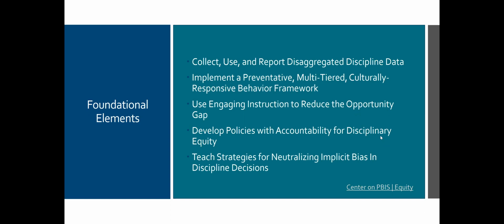And then lastly, teaching strategies for neutralizing implicit bias in discipline decisions. Every one of us, no matter who we are, has implicit bias. We have things that impact how we think, things that shape how we react and respond. And so, with that, when we have some of those things at play, what can be some strategies to help us think of different ways of approaching or different ways of having dialogue with students that are different from us? Those are neutralizing strategies or routines. So, we'll talk about those in a moment.